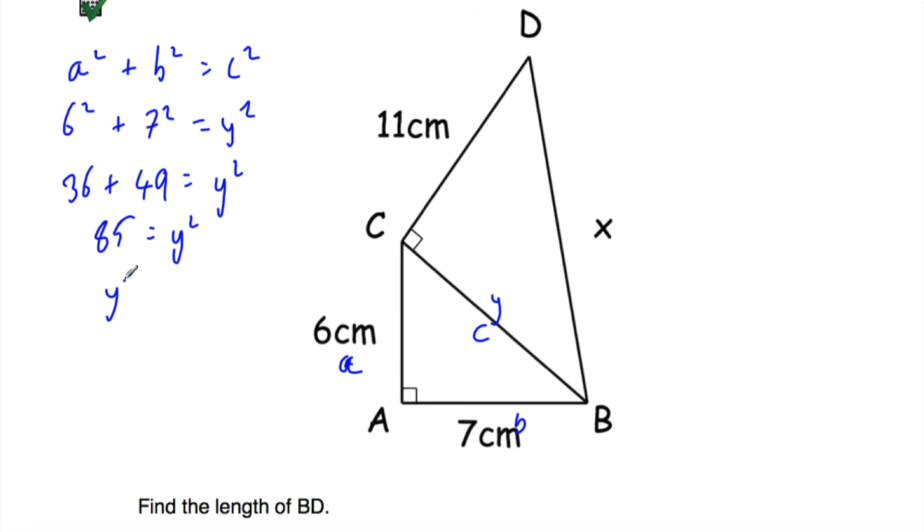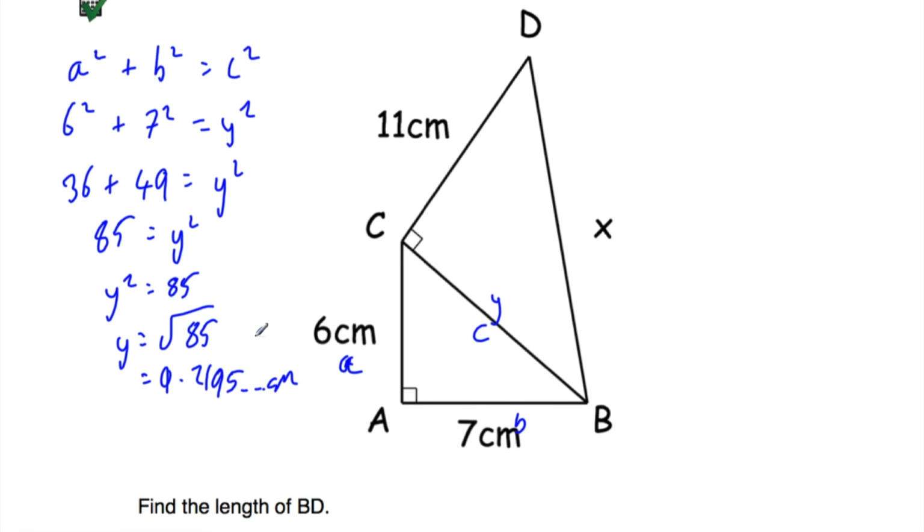If we turn that around, we get Y squared is equal to 85. That's the length of this side squared, so we need to square root it. So Y is equal to the square root of 85, and the square root of 85 is equal to 9.2195 and so on centimeters. So that's the length of this side.